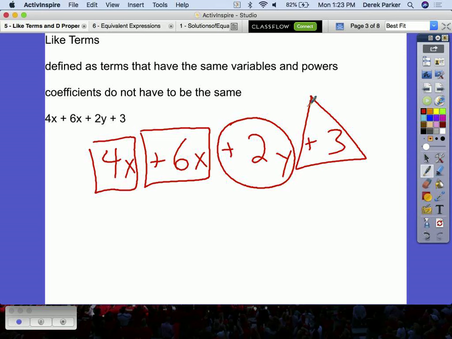Now I combine like terms. I add the coefficients. 4 plus 6 is 10. The x just stays the same. I don't know what x is, so I just place 10x plus 2y plus 3. That is all I have to do. I cannot combine any of these because these are unlike terms. I cannot combine them.